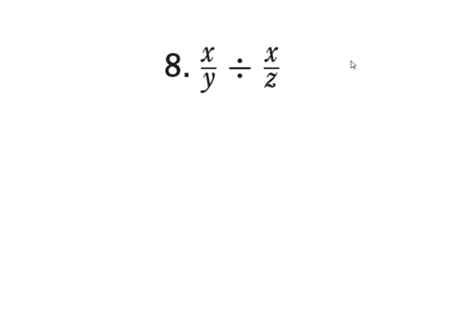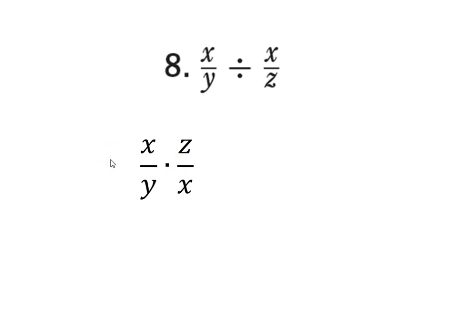Another problem, number 8, we have x over y divided by x over z. We're dividing fractions here, so the process for dividing fractions is to take the reciprocal of the second fraction, or of the divisor, and multiply. So this will be written as x over y. Notice I didn't change the first fraction, but I took the reciprocal of the second fraction, x over z, which becomes z over x, and then I'm going to multiply these two fractions.